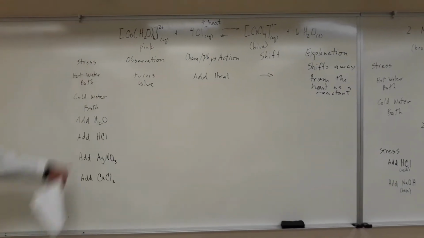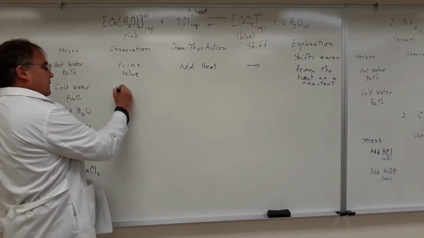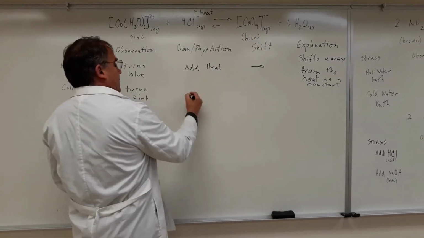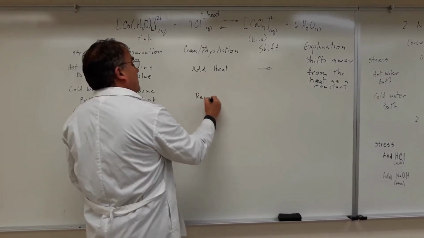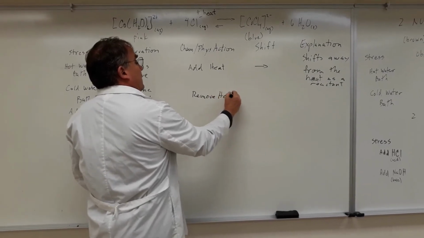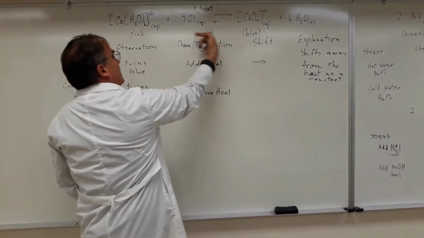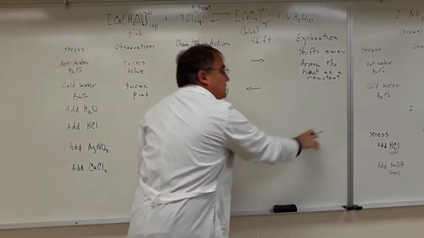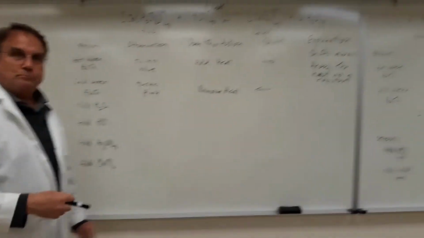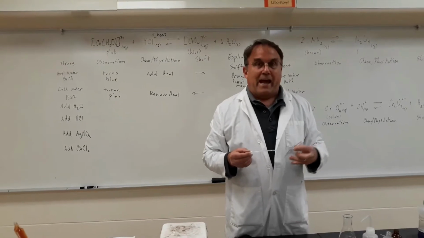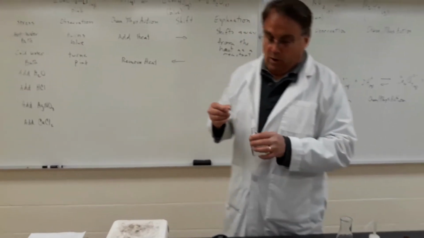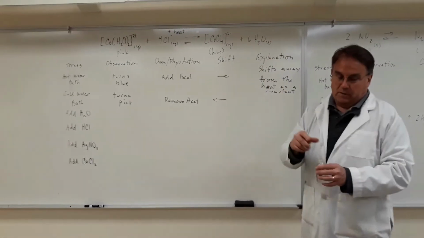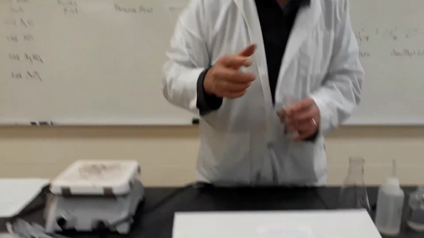Okay. Now, cold water bath. The observation was that it turns pink. Here we remove heat. The shift was from blue to pink. And then I'm going to leave the rest of the explanations for you. Pause. The next shift will be to add water. And if you look at water in our equation, water is one of the products in this equilibrium. So if I add water, see if you can make a prediction on what should happen.